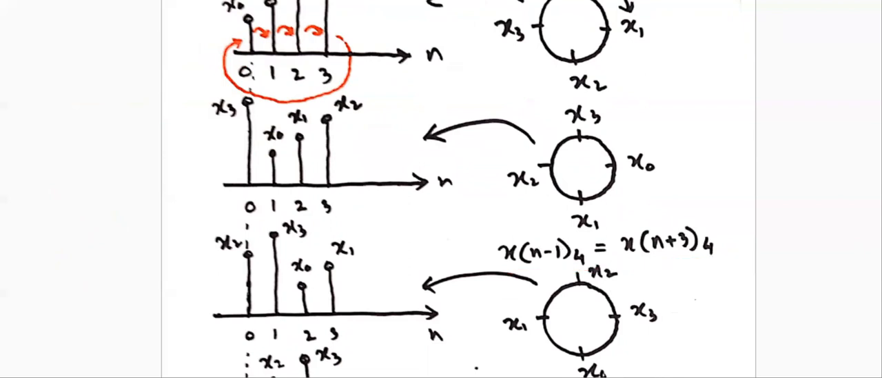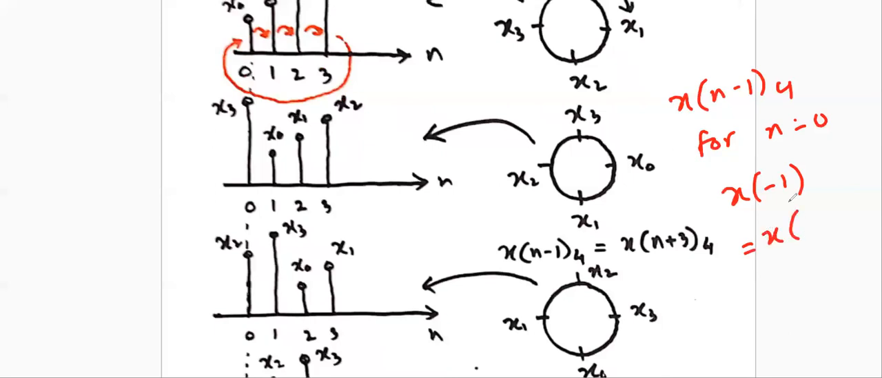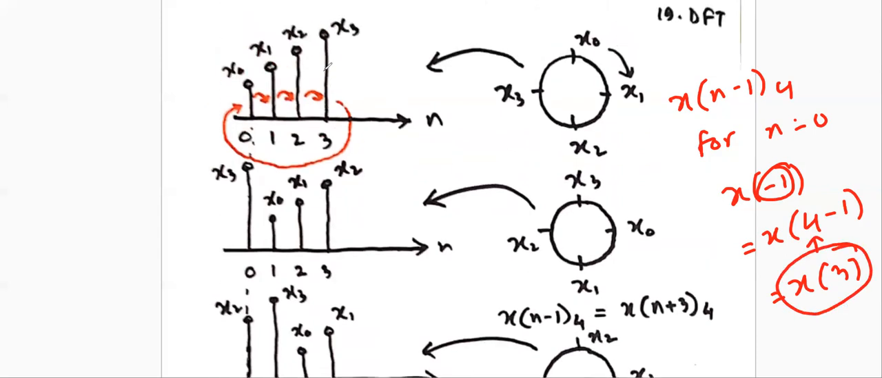In my opinion, you can also follow this process: x(n minus 1), with N equals 4, for n equals 0 we get x minus 1. What I have done is x(4 minus 1), that is x3. Whenever you have minus something, put the value of N before that: 4 minus 1 gives x3. So x3 should come to the n equals 0 location.